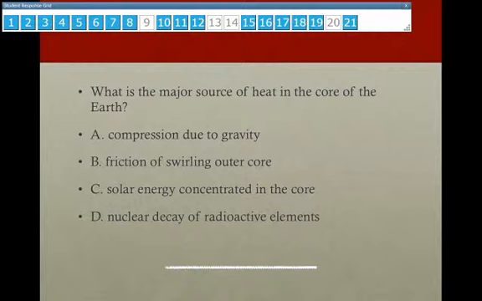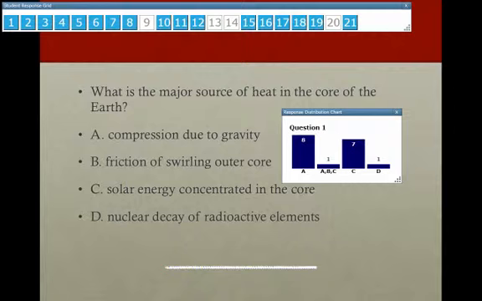Answer is... Who put ABC? Answer is D. So A is the one that I would say probably looks right also, but it's actually D. So compression, because there's a lot of pressure in the center of the Earth, and when stuff is under pressure, it usually heats up. But the actual energy comes from the nuclear decay.